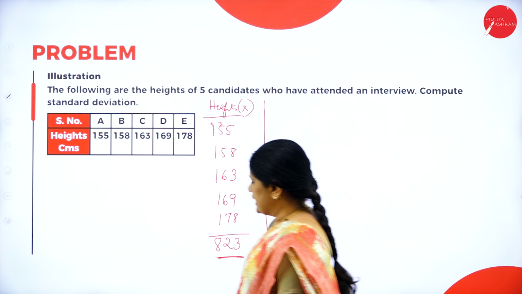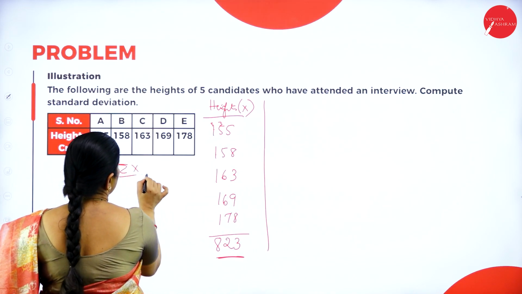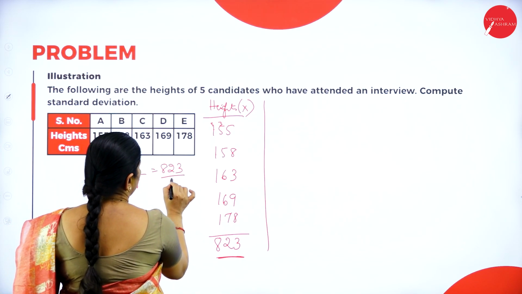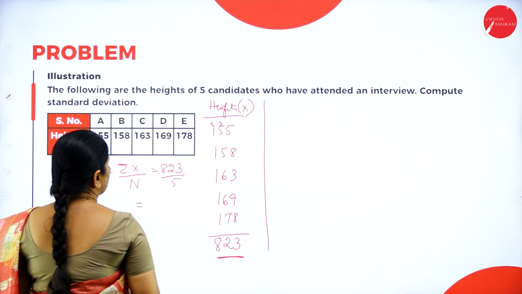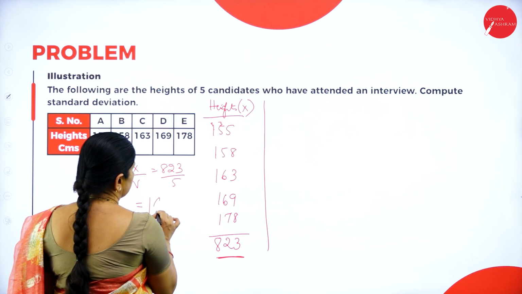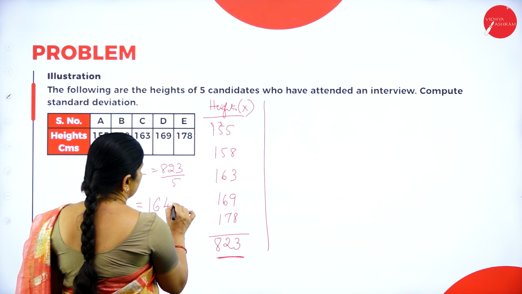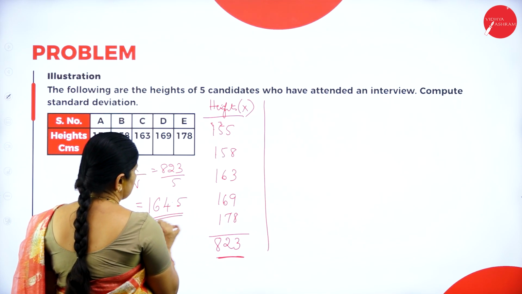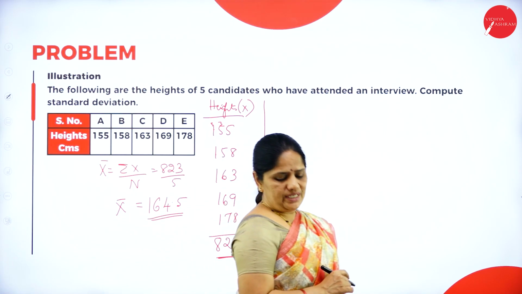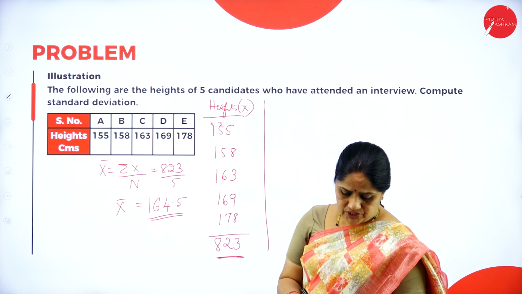Now I have to find the mean. The mean will be sigma x divided by n, that is 823 divided by 5. So 5 ones are 5, 5 sixes are 30, then 5 fours are 20.5, 164.5. So the mean equals 164.5.